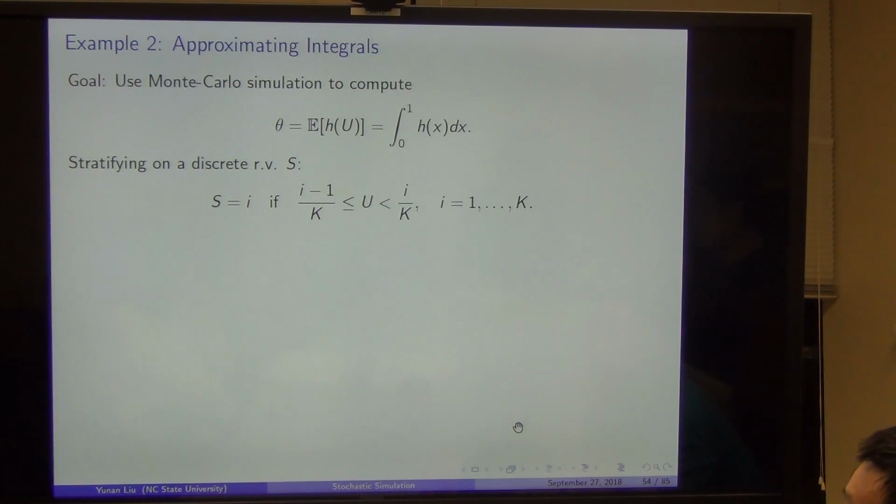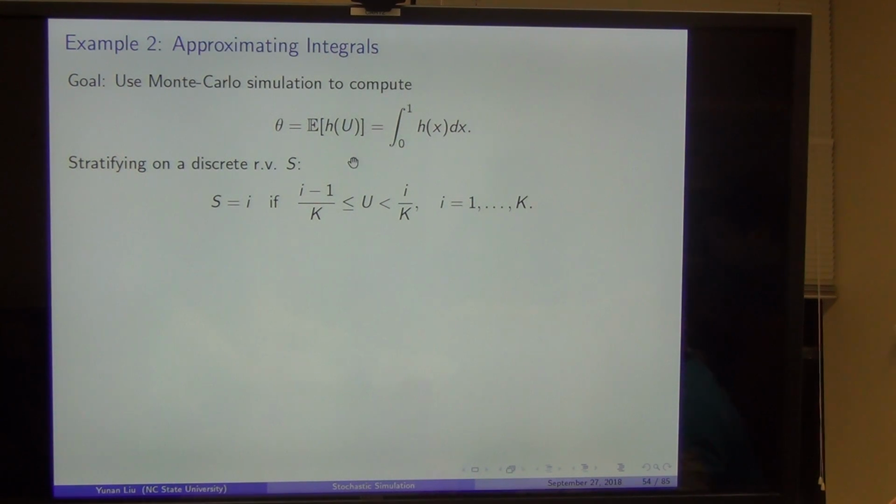The objective here is to use Monte Carlo simulation to estimate this integral without specifying what h is, right? So we have an h function which we wish to integrate from 0 to 1. We call that theta. It's easy to see that it can be interpreted as the expectation of h of U, where U is uniform 0 to 1. We have seen this in many examples, right? Once we see an expectation, we're happy because we know that we can keep generating copies of U, apply h, and average. But that's crude Monte Carlo.